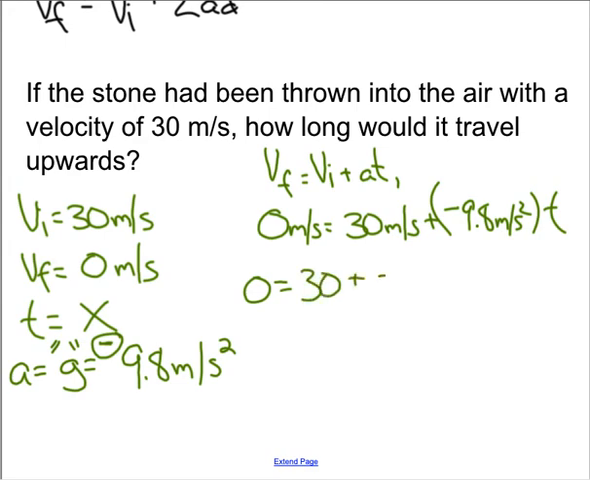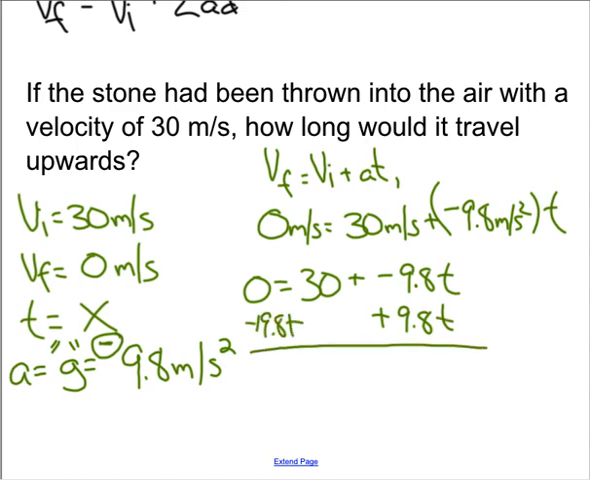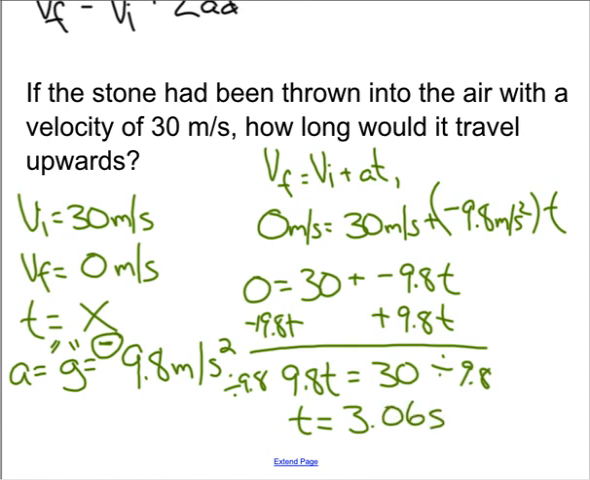So we start to reduce this problem. 30 plus negative 9.8 t. Don't get scared of the negative. Look, all your numbers are on one side of the equation. When we want to solve for t, let's bring t to the other side. So we add, because it's a plus negative 9.8, we add plus 9.8 t to both sides, and we get 9.8 t equals 30. Divide the 9.8 out. And the time that object would go up into the air before it stopped would be 3.06 seconds. I rounded it a little bit, but that's pretty good.